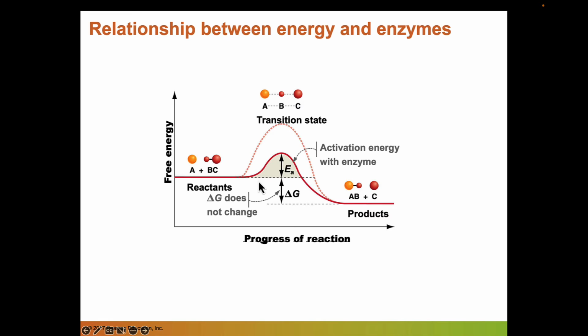Enzymes would change the shape of this graph, and the part of the graph they would change is actually the activation energy. So this is a really critical point. The activation energy is lower in the presence of an enzyme, but the delta G, whether or not a reaction is spontaneous or not, does not change. And so that part of the graph remains the same.